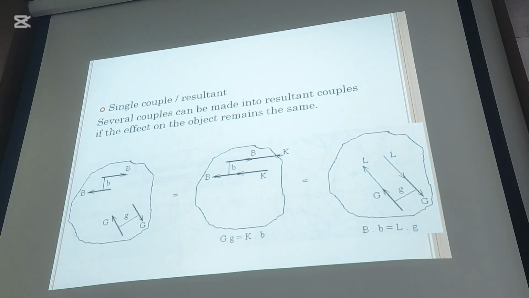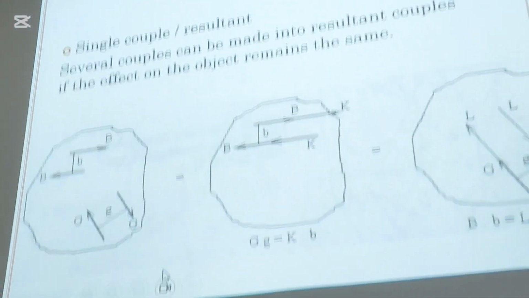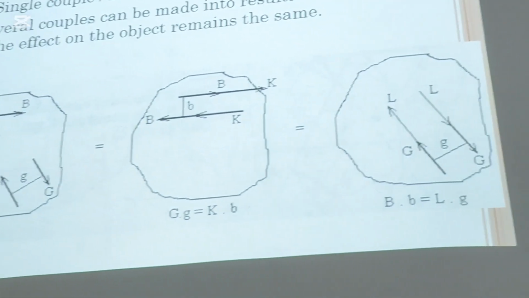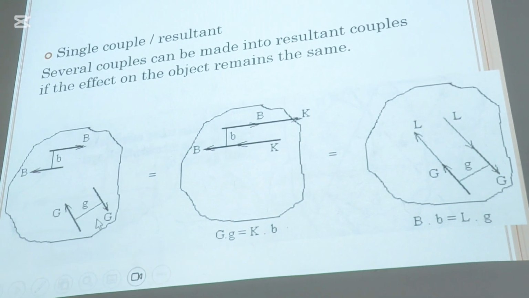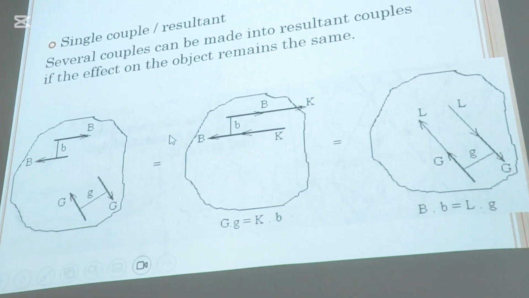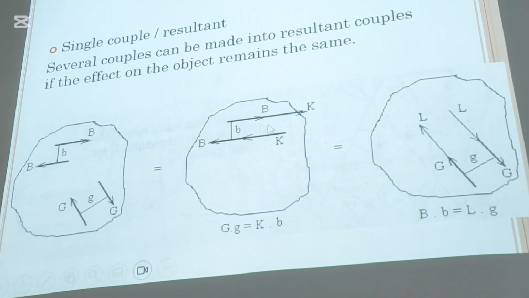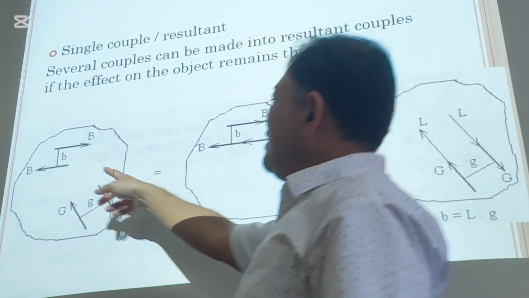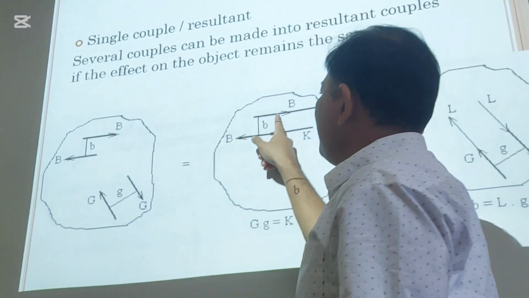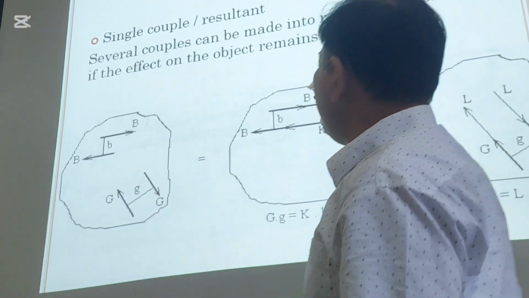Another single couple or resultant couple, if we have this force, several couples can be made into resultant couples if the effect on the object remains the same. We have this as a couple, and then this one is another couple, but then we can make a resultant couple. It's equal to this, or equal also to this. So how do these things work? How come? We still have this B, which we maintain here, same B. But we have this G that we move into here.